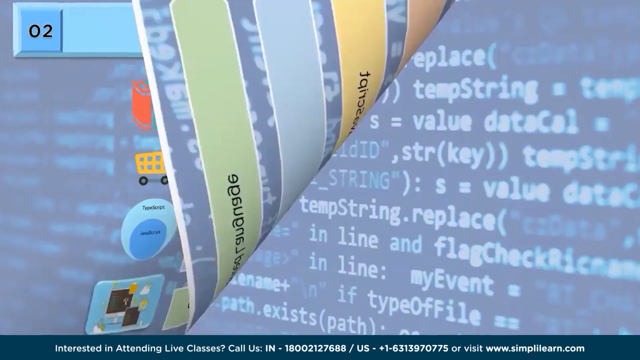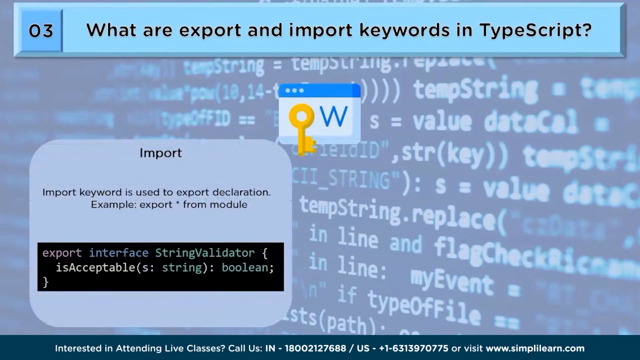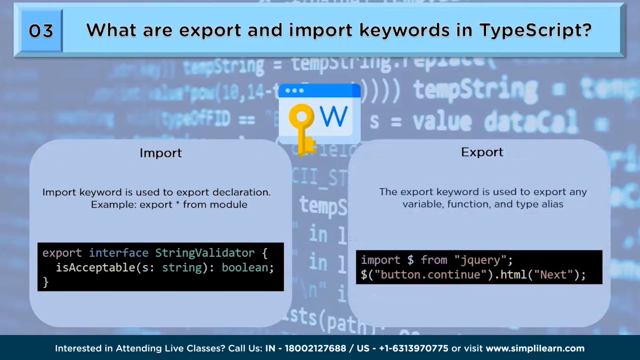What are export and import keywords in TypeScript? The import keyword is used to import declarations, for example, export star from module. And the export keyword is used to export any variable, function, and type aliases. Below is the example for the import keyword and export keyword.